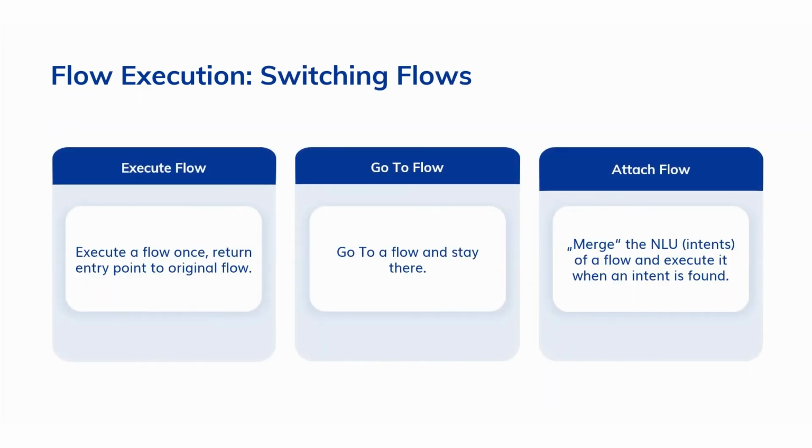If we now look at flow execution, so switching between different flows, we see that there's three ways of doing this. We have an execute flow where you run through a flow once, and then the entry point, the green triangle, starts at the back of the original flow. Then there's the go-to flow, which permanently switches to another flow, so the entry point starts at the start of that new flow. It will not go back automatically to the original flow, unless we explicitly tell the bot to go back there. And then there's the attach flow, which means that you merge the NLU of another flow with the NLU of this particular flow.